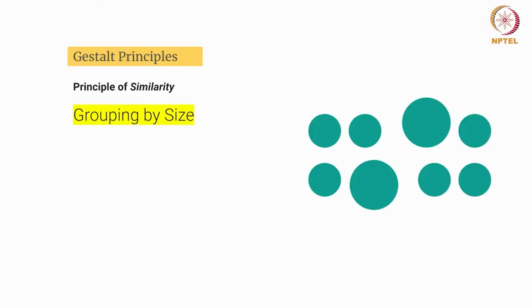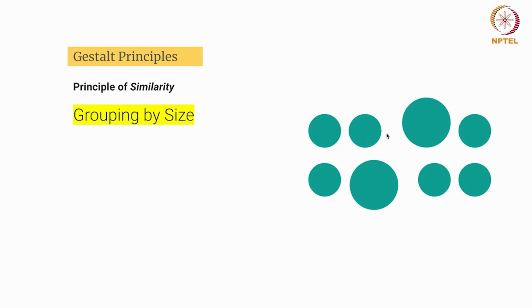So the next portion is grouping by size. In the previous segment, we have learned about grouping by color. So here is another segment where we will see how the principle of similarity can be attained, that too by using size as an element. In this picture, you can clearly see there are around how many squares? 8 circles. There are 8 circles. Out of them, 2 circles are bigger in size, and the rest of the circles are smaller.